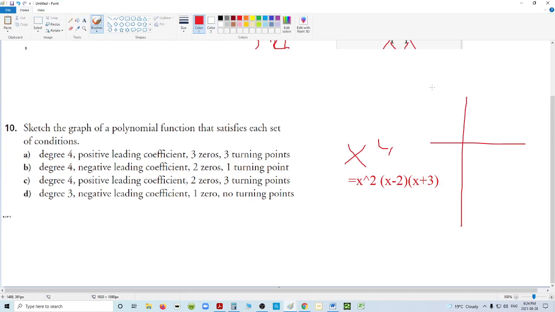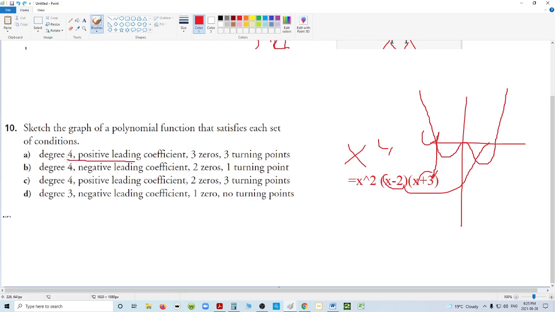It's going to come down, it's going to go through, x is 0, it's going to come up, touch the 0, bounce back, and then go up through the x-axis. So minus 3 is here, and plus 2 is there, and the 0 creates the bounce back here. So now it has 3 turning points and 3 zeros as required.